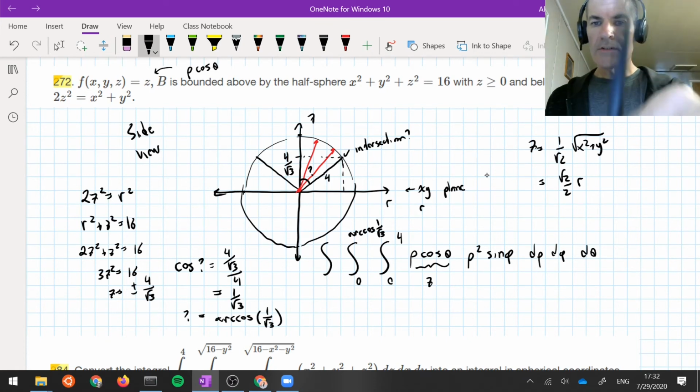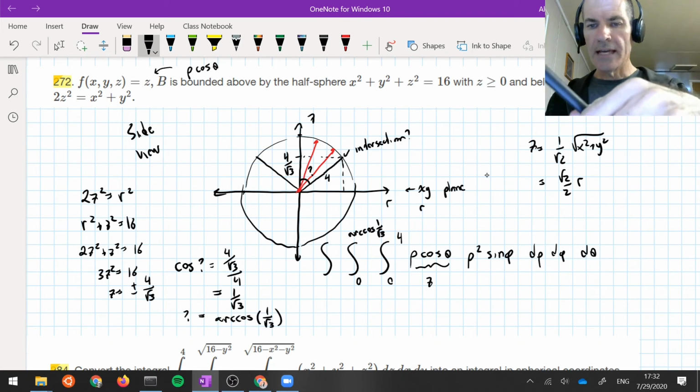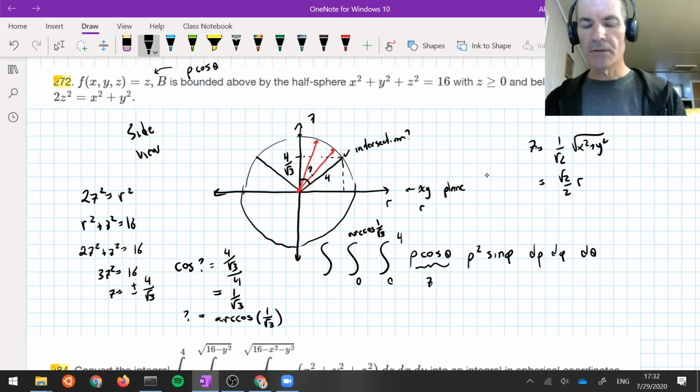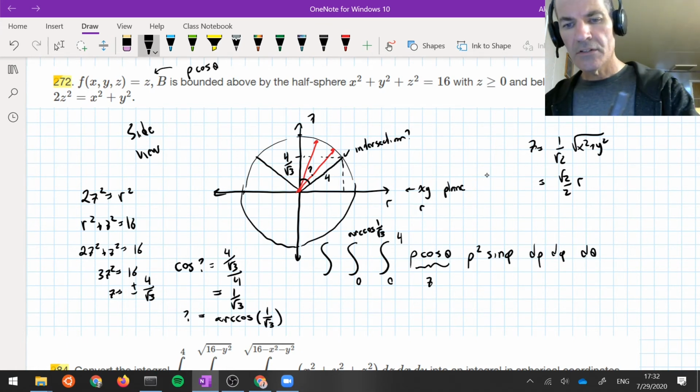So phi starts at the North Pole and goes out to this angle, which we've just determined is the angle that gets me to the surface of the cone. Finally, theta gets me all the way around the z-axis, so theta is going to go 0 to 2 pi.